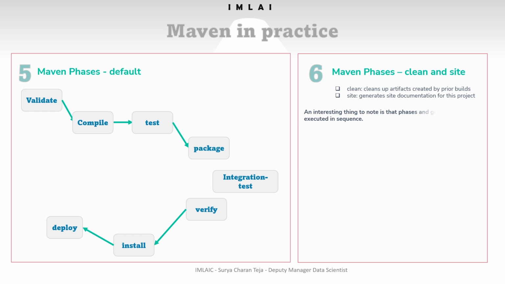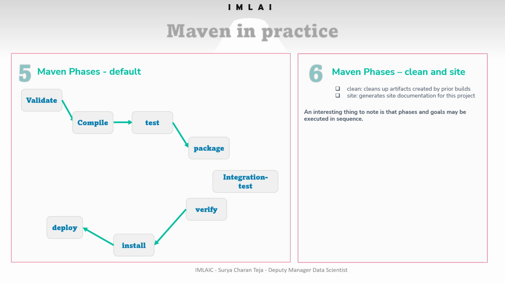And so phases are actually mapped to underlying goals. The specific goals executed per phase depend upon the packaging type of the project. For example, package executes jar:jar if the project type is jar, and war:war if the project type is war.